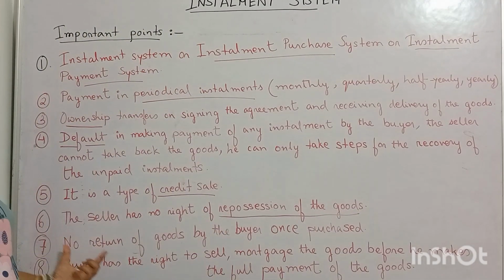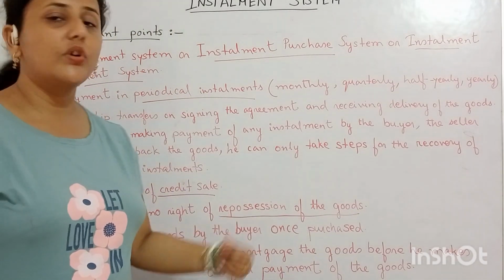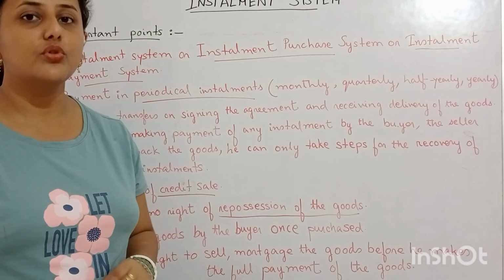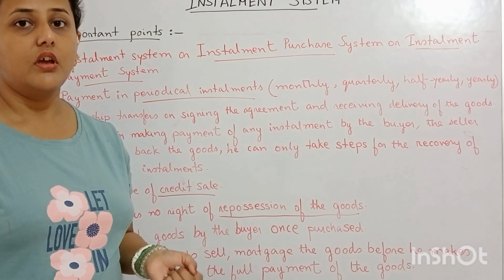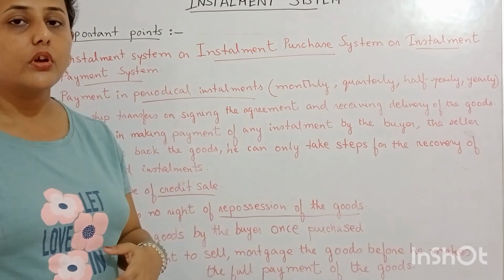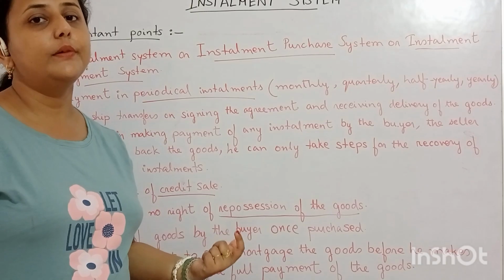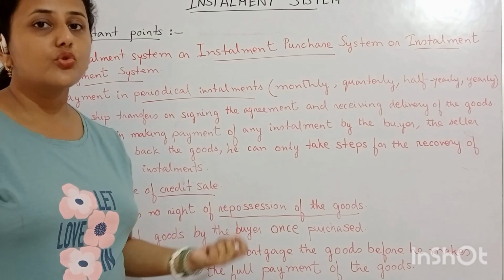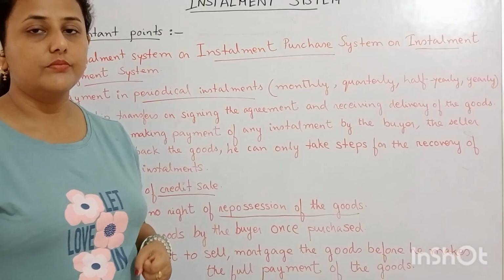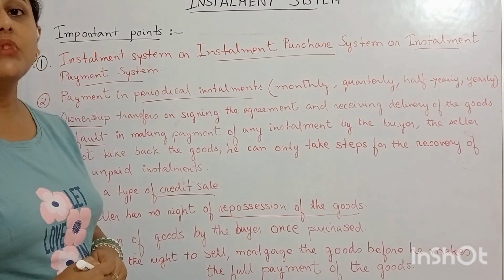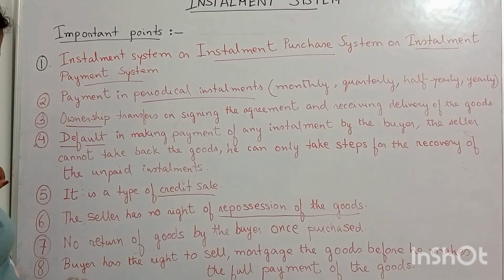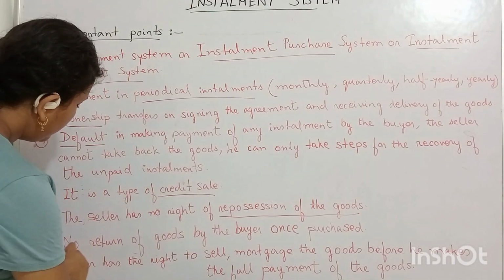Then you see, no return of goods by the buyer once purchased. Again, the buyer also cannot return the goods once it is purchased. Once it is purchased by the buyer, he cannot return the goods. Once the goods are sold, the seller cannot repossess the goods again in case of default in making payment of installments by the buyer. So no return of goods.